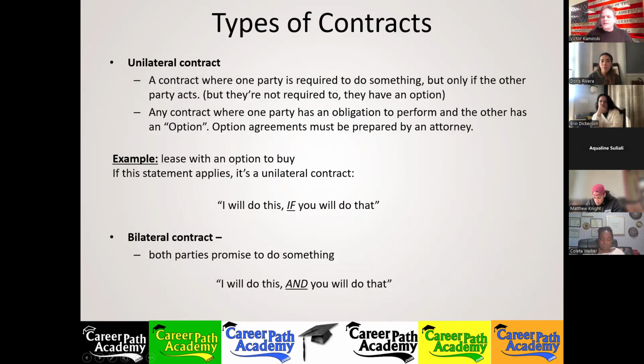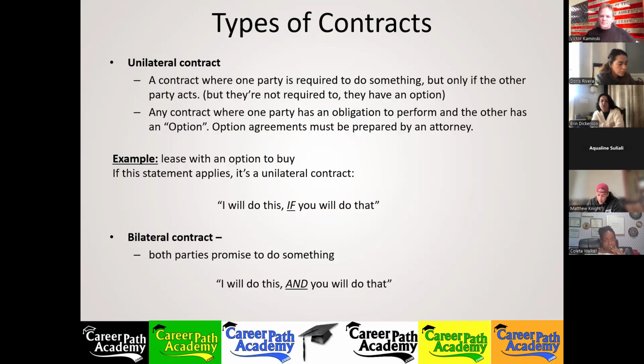Now we're going to go over a unilateral versus a bilateral contract. Uni, that's what unilateral begins with. Uni means one. So it's a one-sided agreement where only one party is required to do something. However, only if the other party acts, but they're not required to. Kind of like a lease with an option to buy, right? If you have an option to buy, you're leasing, but you have an option to buy. Does that mean you have to buy? No, you have an option to.